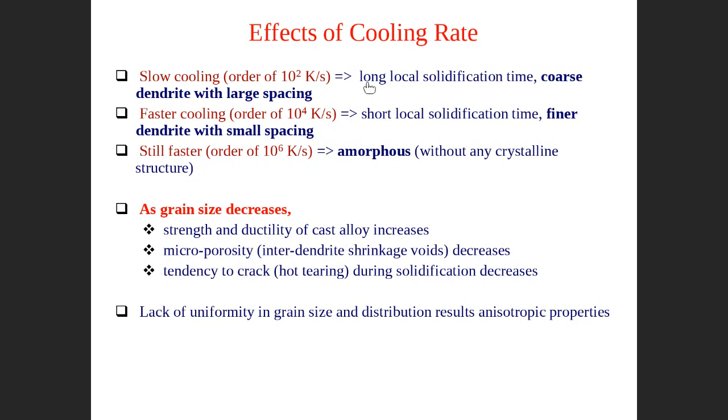When grain size increases, it definitely means you have a low cooling rate. When grain size decreases, it means you have a higher cooling rate. Slow cooling rate, you get bigger grains. Fast cooling rate, you get small grains. When the grain size decreases, strength is increased, and the material becomes more brittle.